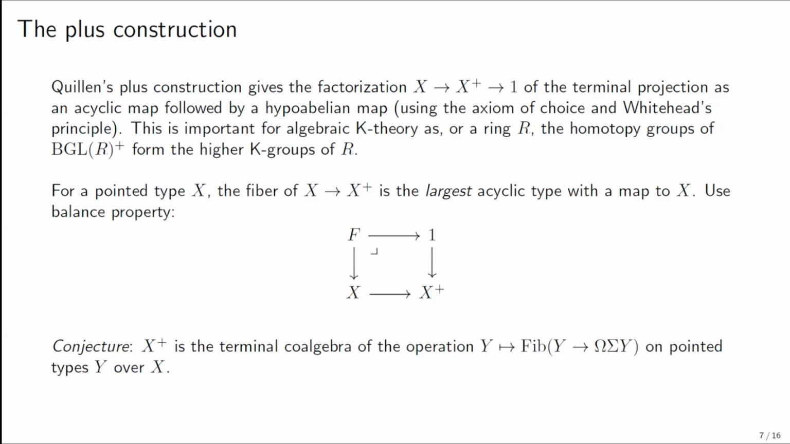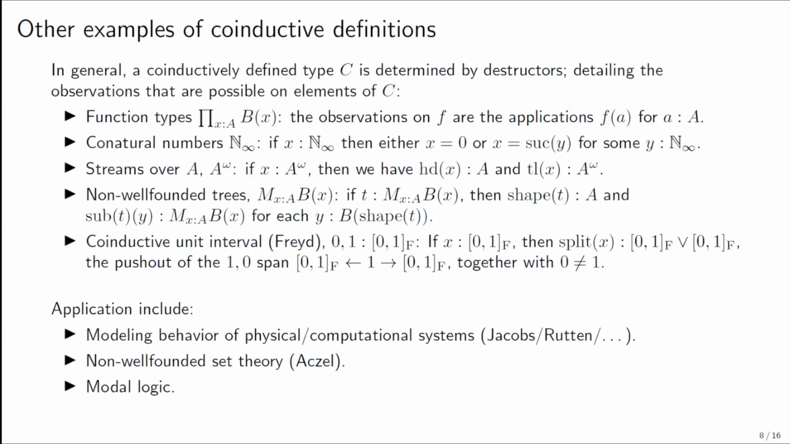Okay. So now let me come to some other examples of coinductive definitions that I could think about. So we saw yesterday a lot that we define inductive types by some constructors that build elements of them, possibly from parameters or from previously constructed elements. Dually, if you have a coinductively defined type, we determine it by the destructors, which are observations that are possible if you have an element of the coinductively defined type.